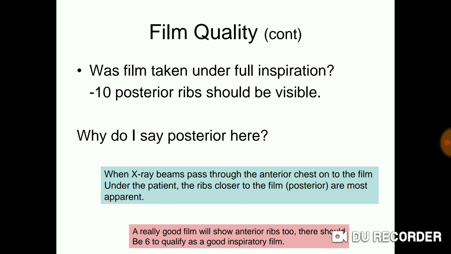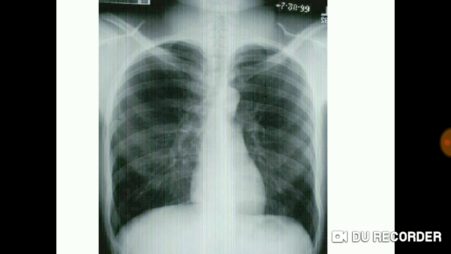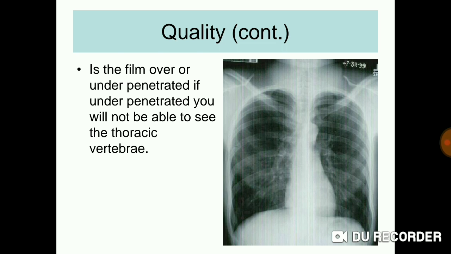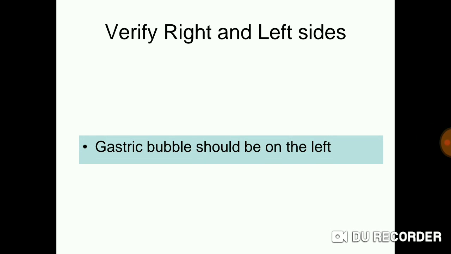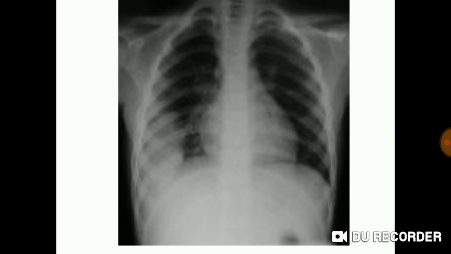Why do I say posterior here? When X-ray beams pass through the anterior chest onto the film under the patient, the ribs closer to the film, posterior, are most apparent. A really good film will show anterior ribs too. There should be 6 to qualify as a good inspiratory film. This is the X-ray. You can see. How to verify right and left sides: gastric bubble should always be on the left.